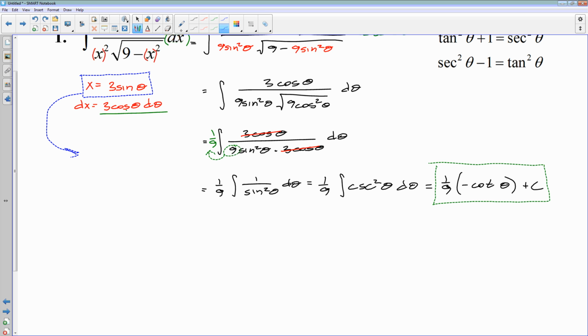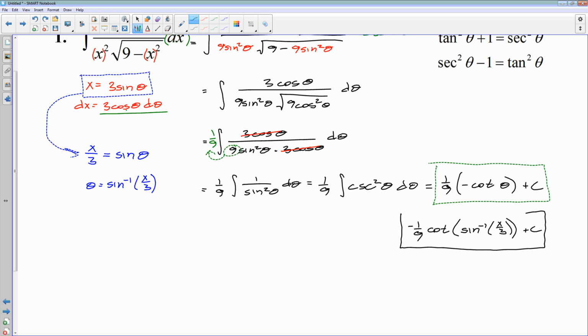And so what I could do, if I wanted to solve for theta, I could say x over 3 is equal to the sine of theta. And some of y'all may be thinking, oh, well, then that means theta is equal to the inverse sine of x over 3, or you could say arcsine x over 3. If theta is the inverse sine of x over 3, then we could just plug in inverse sine x over 3, and we get an answer of, let's see, I'm going to go crazy and call that negative 1/9 times the cotangent of the inverse sine of x over 3 plus c. All right, now that does give me an answer in terms of x.